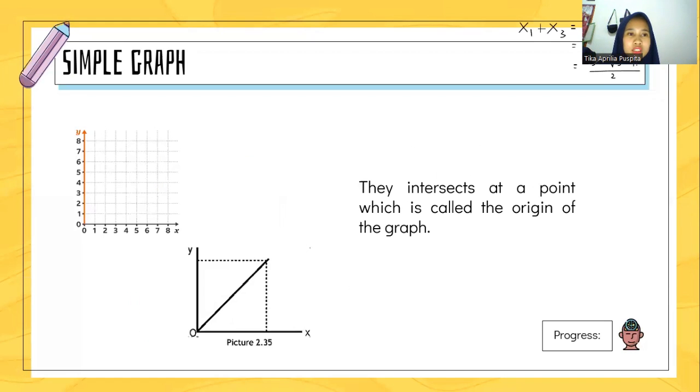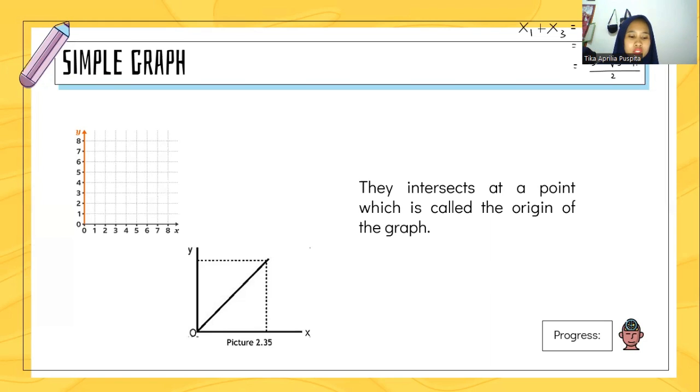The next one is still simple graph. Unlike the two kinds of diagrams mentioned before, actually what is meant by graph in mathematics is a line which is plotted on two axes, that is the x-axis and the y-axis. As you can see in the first picture, they intersect at a point which is called the origin of the graph, and you can see the second picture.